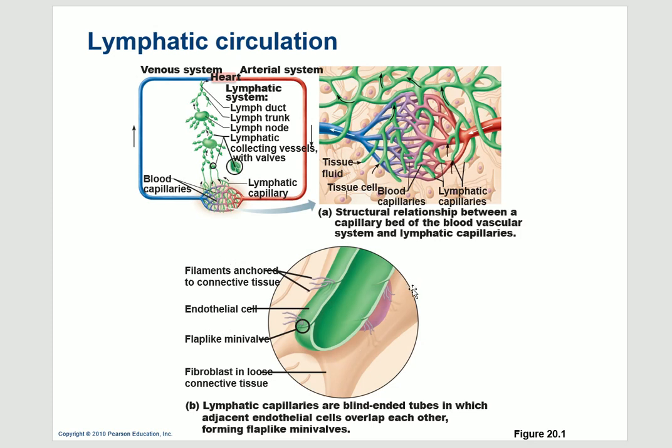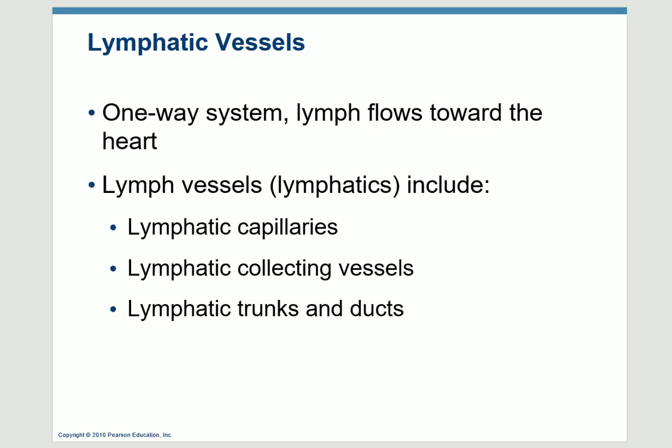So this is where the fluid originally gets into the vessel, through these little gaps, these little flaps. And then again, once that fluid's inside, we call it lymph. So outside of the lymphatic vessel, it's called interstitial fluid. Inside of the lymphatic vessel, it's called lymph. So this is a one-way flow towards the heart. Easy enough to remember, since there's really nothing that goes against the heart, so everything's going to flow with the heart.